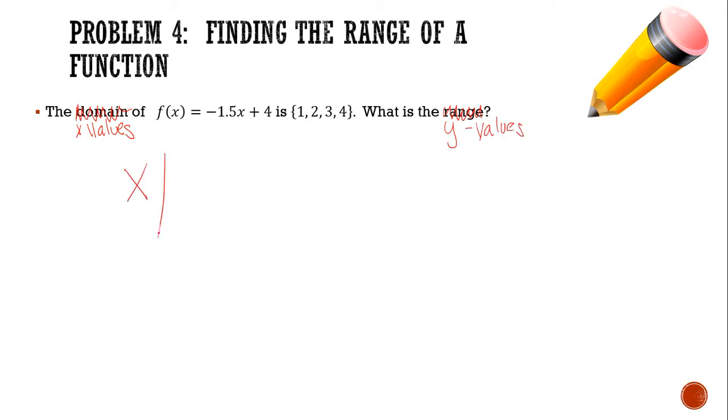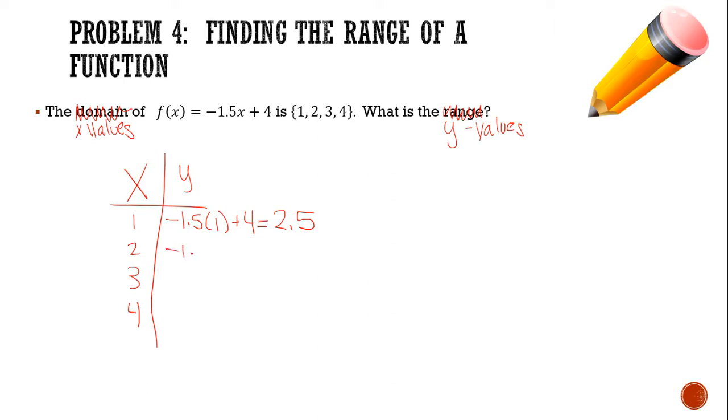So I'm going to create an xy chart. And I'm going to put my x values, my domain. And they said that was 1, 2, 3, and 4. Now, they're saying, what are my y values? So if I take these and plug them into my function, what am I going to get back out? So I'm going to go negative 1.5 times 1 plus 4. I'm going to do that on my calculator, and I get 2.5.